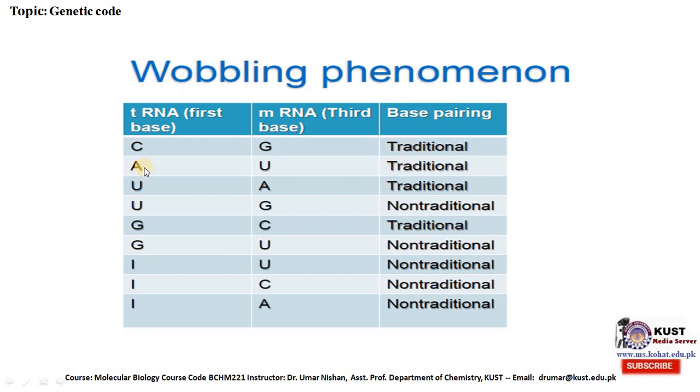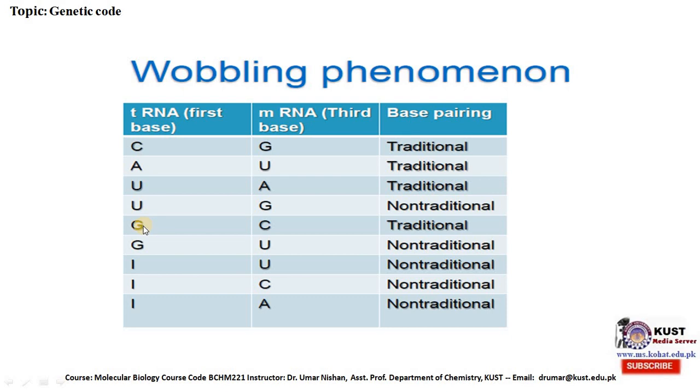traditional. In case the transfer RNA first base is A and the messenger RNA third base is U, then again the pairing is traditional. In case the transfer RNA first base is U and the messenger RNA third base is A, then the base pairing is traditional. Now, in case the transfer RNA first base is U and the messenger RNA third base is G, in this situation, traditional pairing is not possible. This results in non-traditional base pairing.